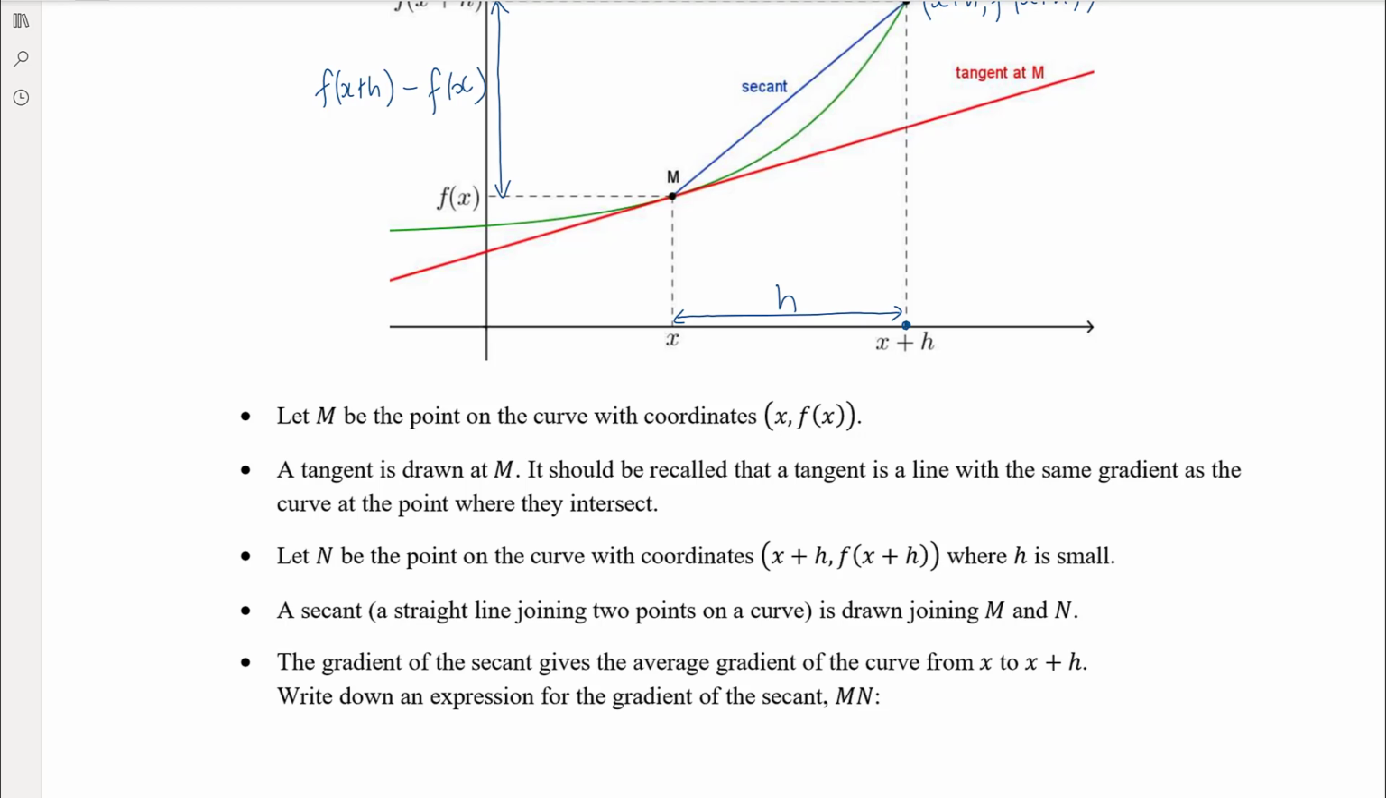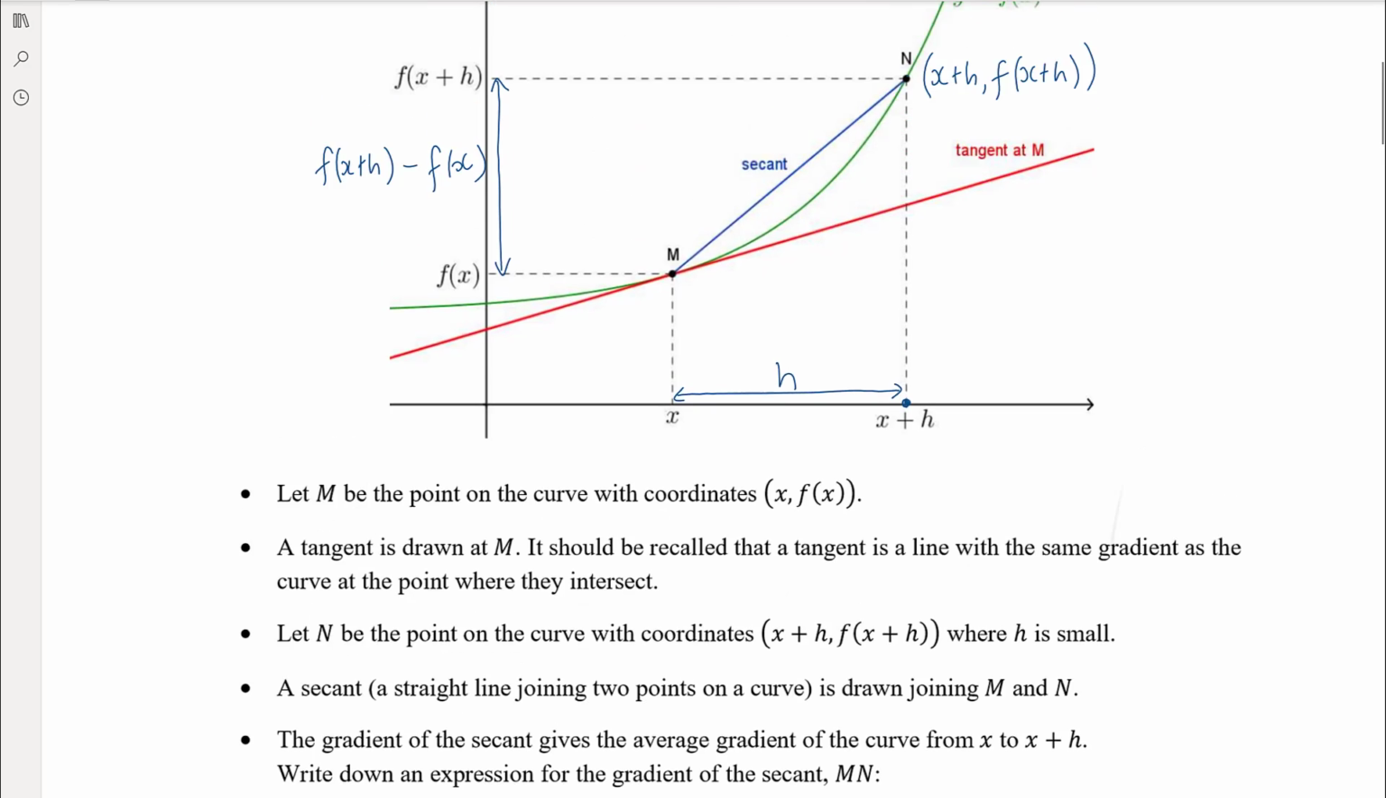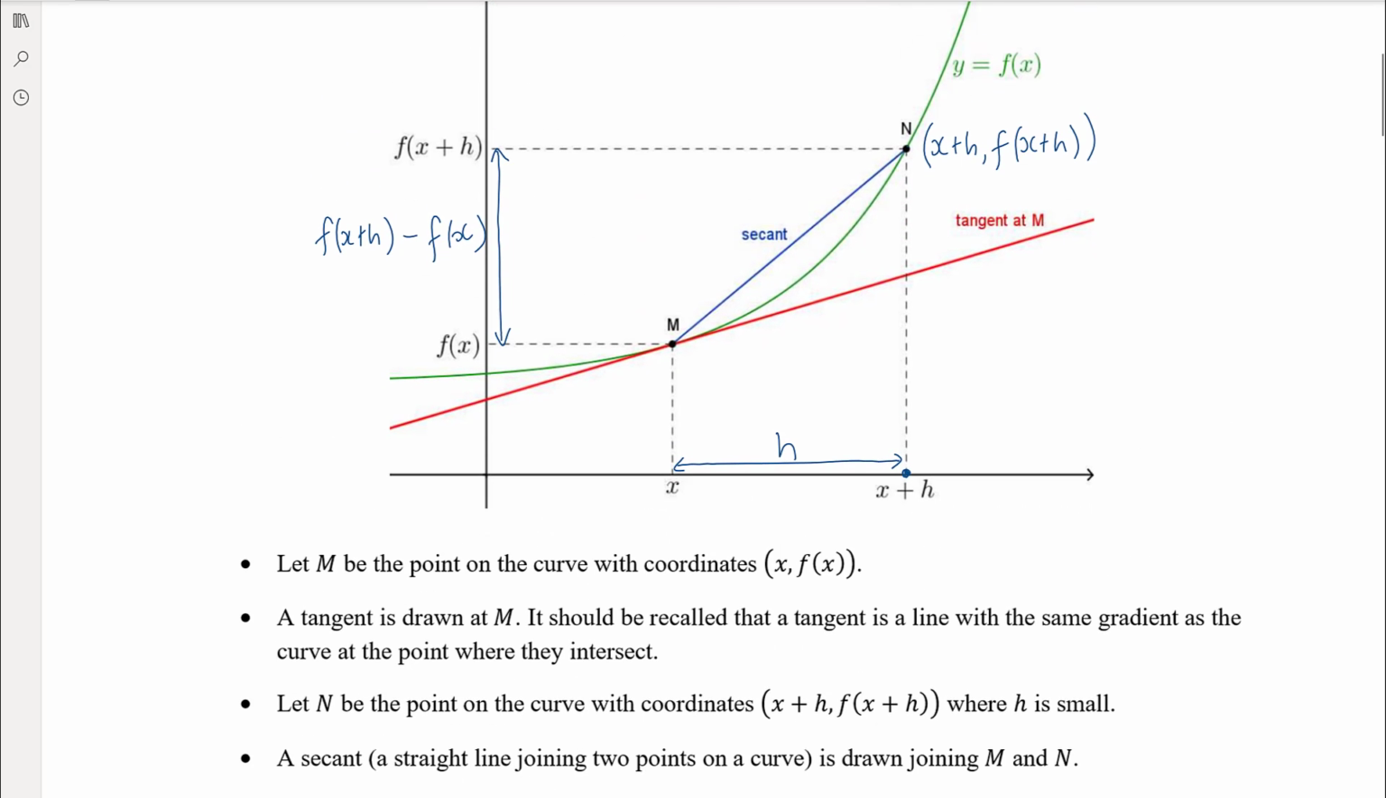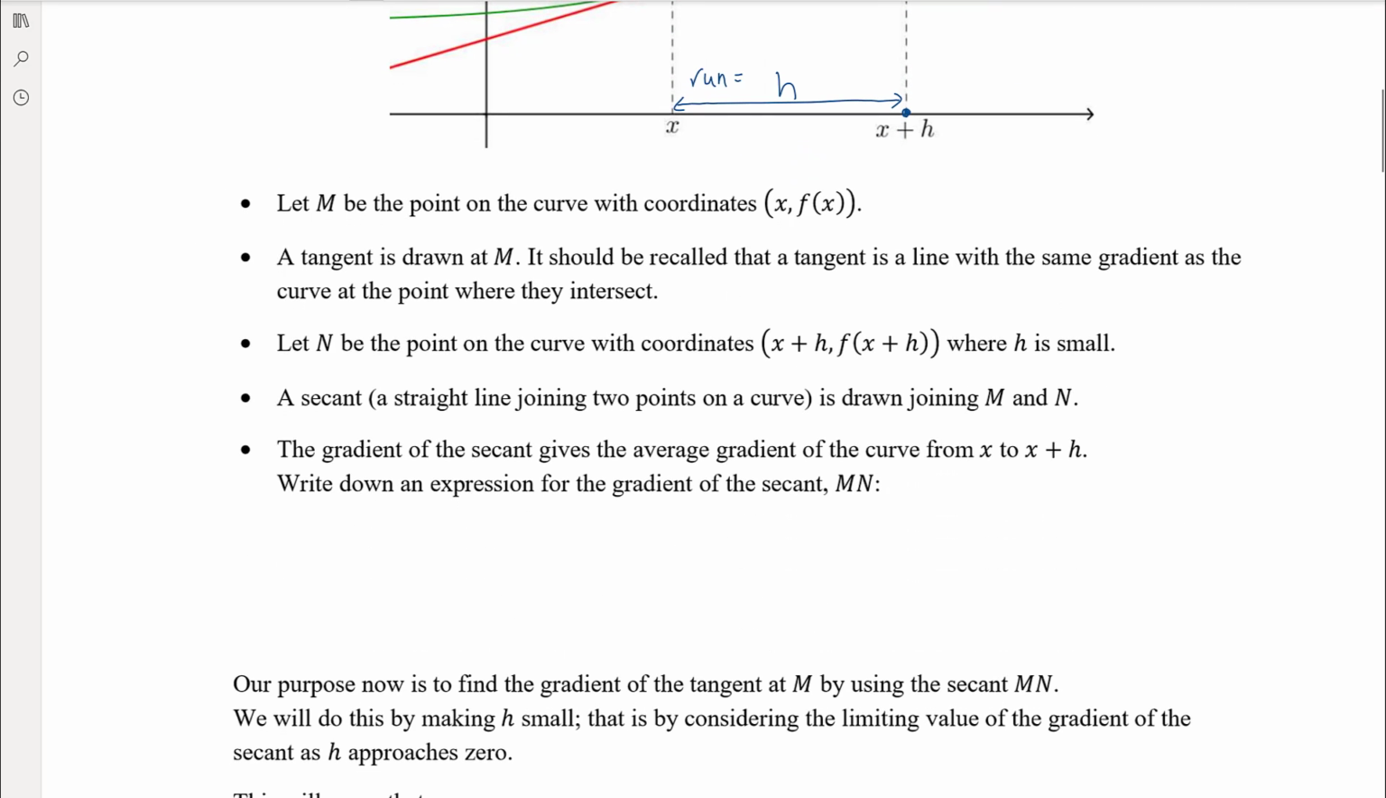So we want to write down an expression for the gradient of the secant MN. Okay, and we've talked about that that's rise over run. So our rise being f of x plus h minus f of x, and our run being h. And so therefore the gradient of the secant is going to be f of x plus h minus f of x, which is the rise, the vertical change between those 2 points, over h, which is the run, the horizontal change between those 2 points.